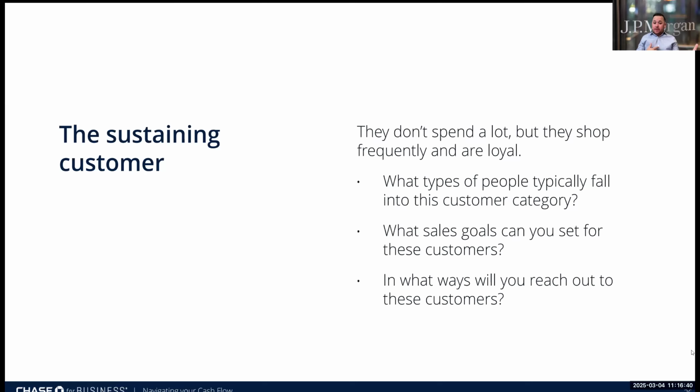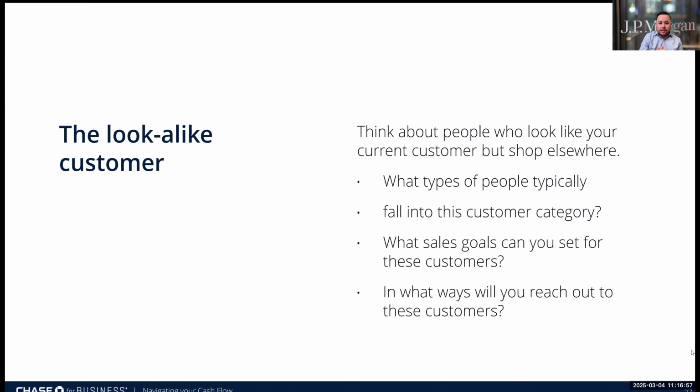Are you buying it from two or three manufacturers? If you are, how can I be maybe two-thirds of those manufacturers rather than just a third of them, right? And then you can have these sales goals for your teams, and then how to reach out to them. How can you incentivize them to spend a little bit more with you, right?